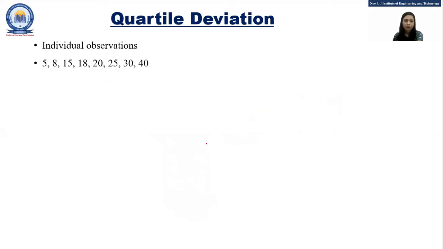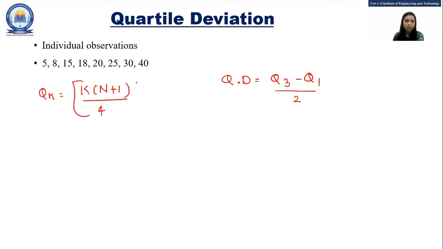Now let's discuss the quartile deviation. The quartile deviation is Q3 minus Q1 divided by 2, which we have already discussed in the previous lectures as well. But here we are finding the quartile deviation for individual observations. So, to find Q1 and Q3, in general we can write Qk is equal to k into (n plus 1) divided by 4th term, where k is equal to 1, 2, 3.